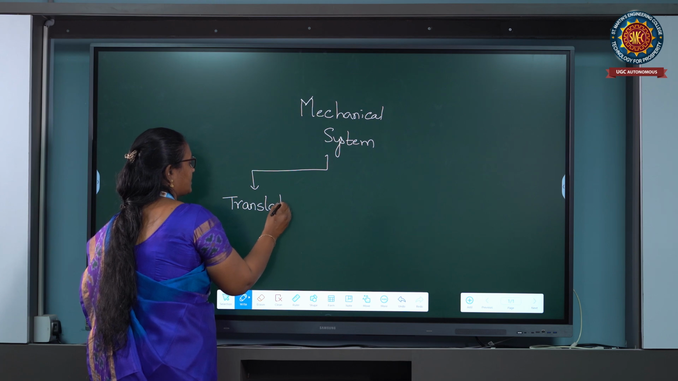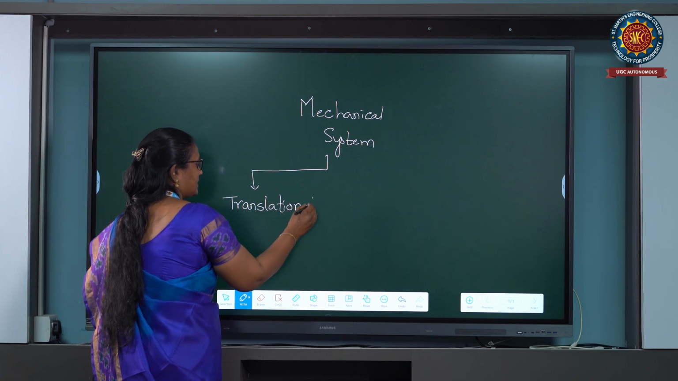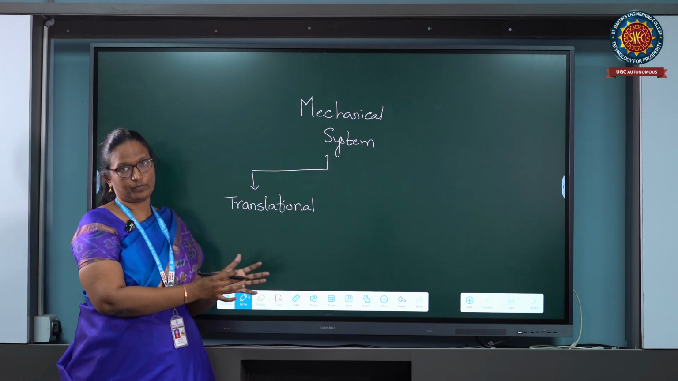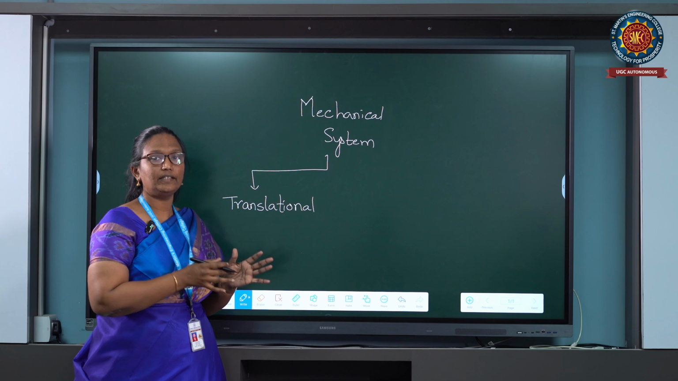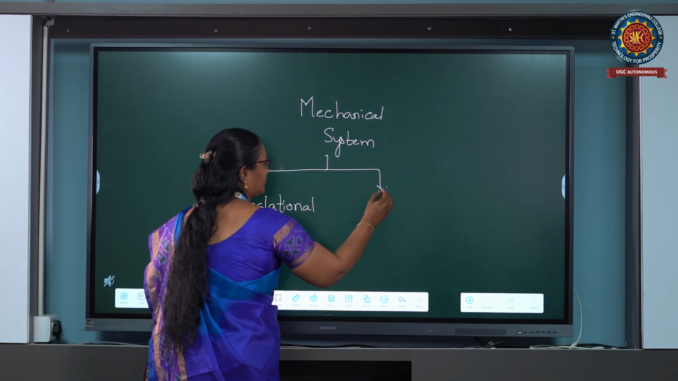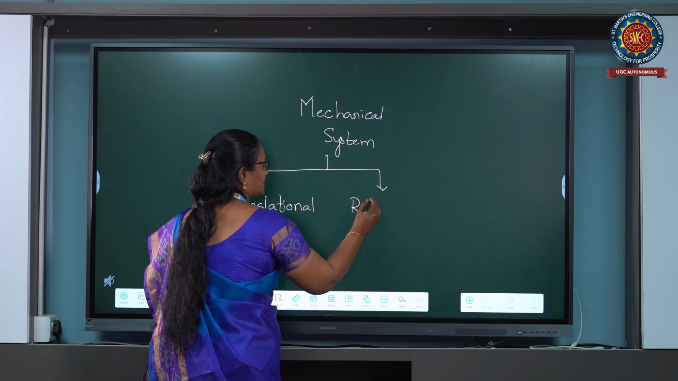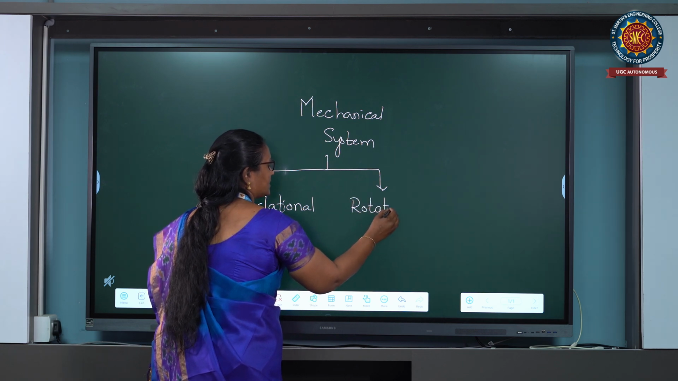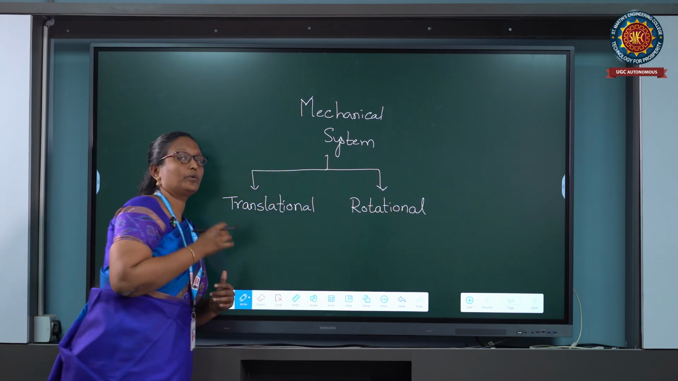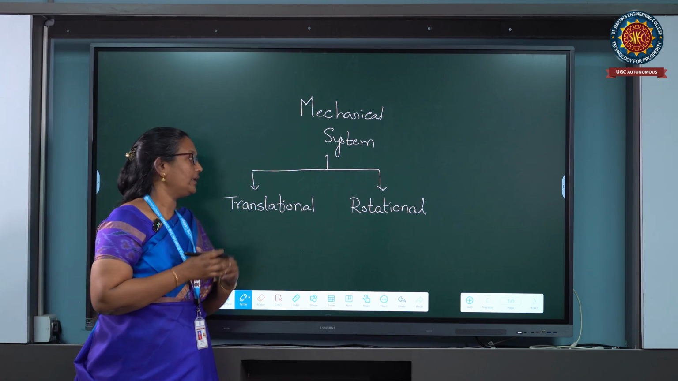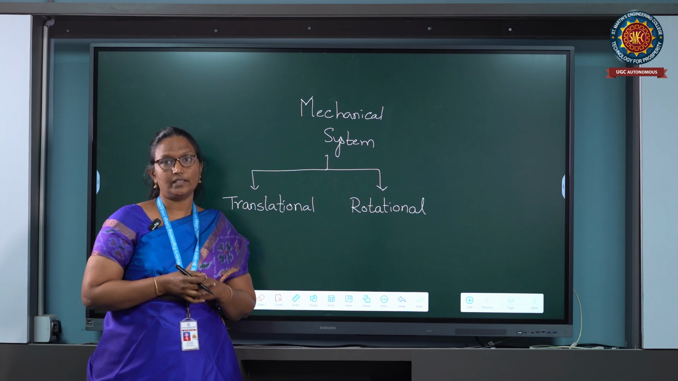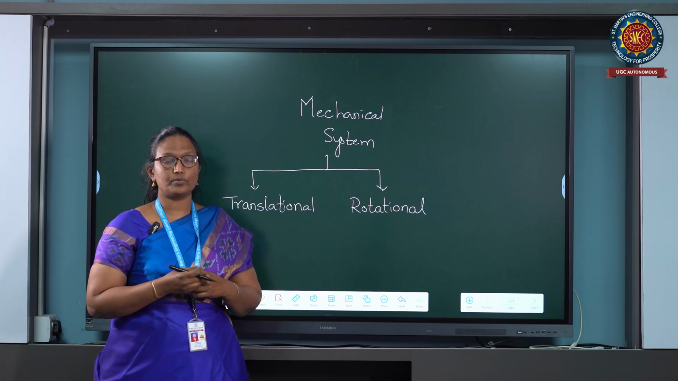The name itself says what it means. A translation system is a system where you have a linear displacement, so the motion is in a linear form. The second type is the rotational system. The name itself gives the meaning that there will be a rotating motion. First of all, let's see what inputs we give to the mechanical system and what outputs we get.